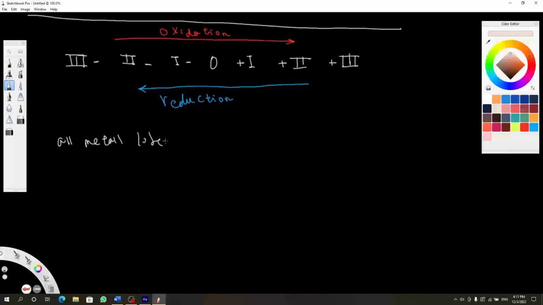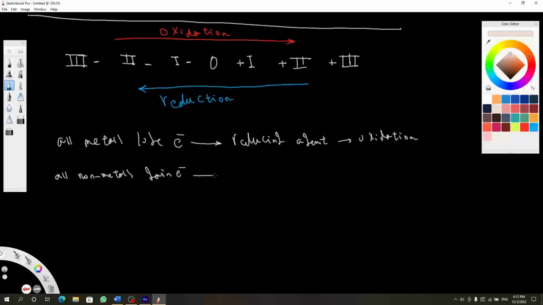As we already know, all metals tend to lose electrons, meaning that all metals are reducing agents, which means that they go through oxidation in a chemical reaction, while all nonmetals tend to gain electrons, meaning that they are oxidizing agents, which means that they go through reduction.